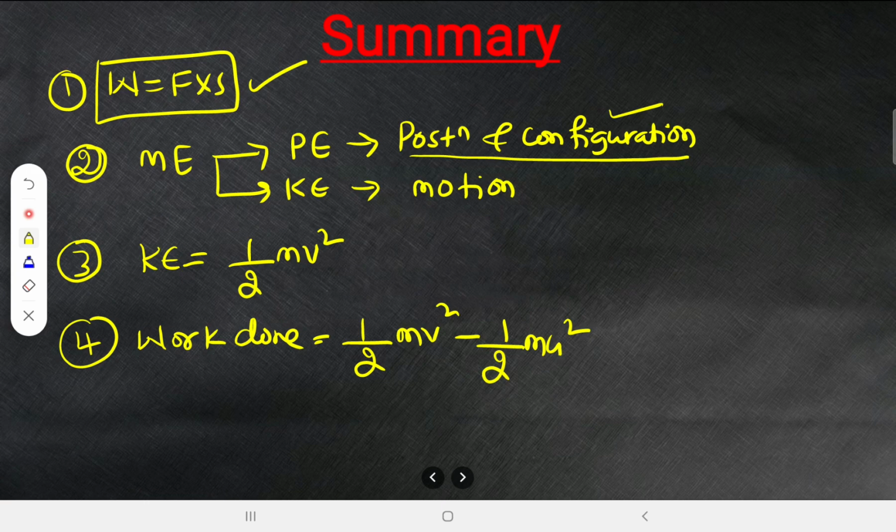Then take care, and in the next video I will come up with the potential energy concept, and I will explain in detail what is the concept of this potential energy.